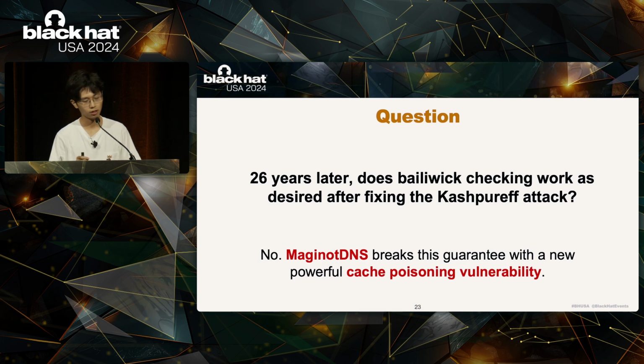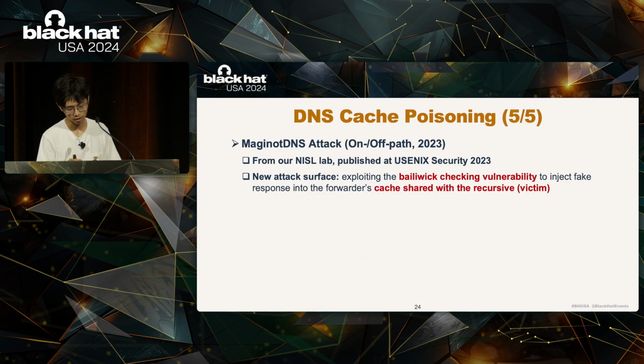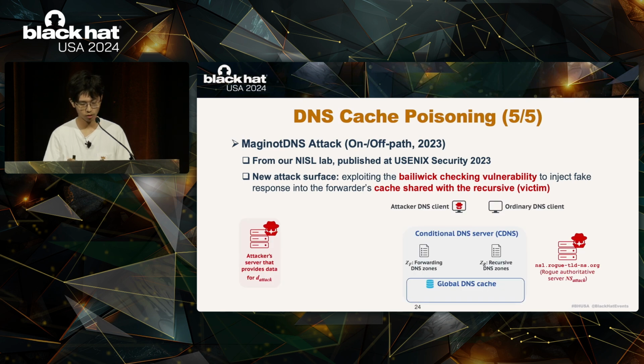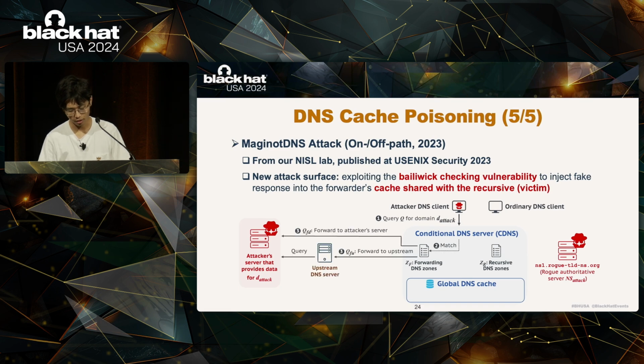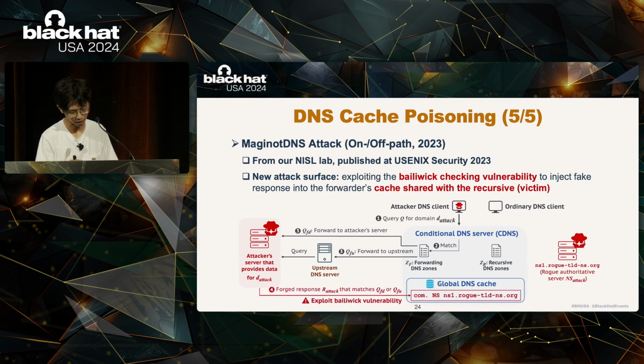MaginotDNS breaks the guarantee with a new, powerful cache poisoning vulnerability. MaginotDNS exploits bailiwick tracking vulnerabilities to inject a response into the forwarder's cache, which is shared with the recursive. In this figure, after the target resolver sends out the query, it will be forwarded to the authoritative or upstream server, and the attacker sends a forged DNS response before the legal response. Then all future responses will be hijacked, including the TLD domains, like the .com domain.